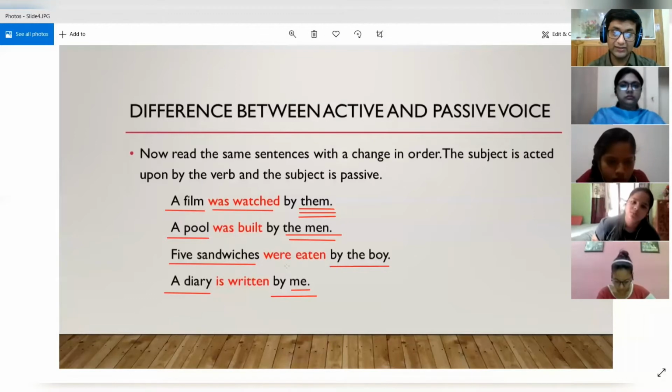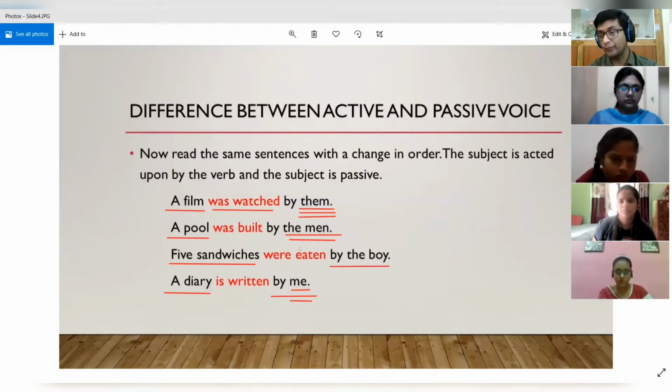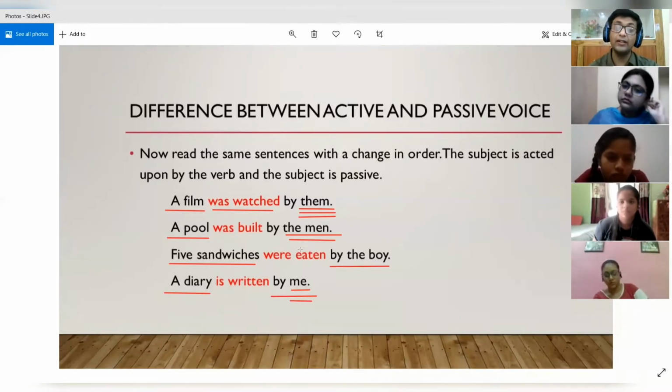So in all these cases, you can find that them, the men, the boy, me, all these objects of the sentence, they are active in nature, and the subject present in all these sentences, they are passive in nature and they are being acted upon by the objects. So that is why all these sentences are said to be in the passive voice. Okay.